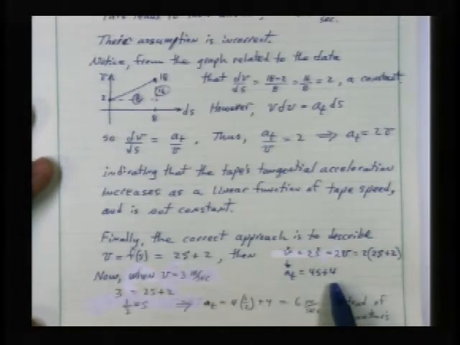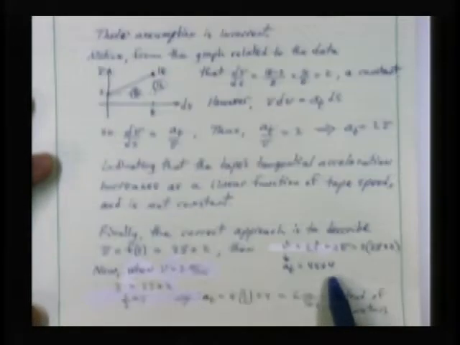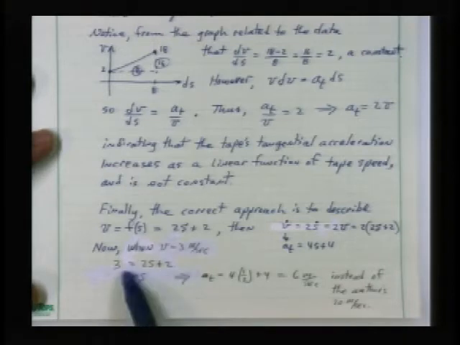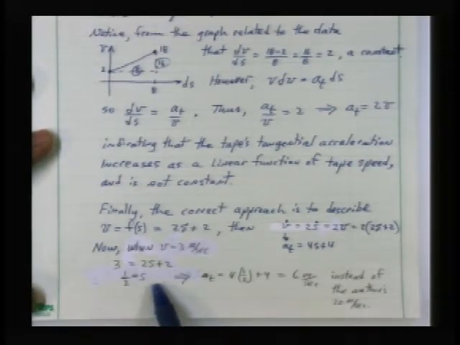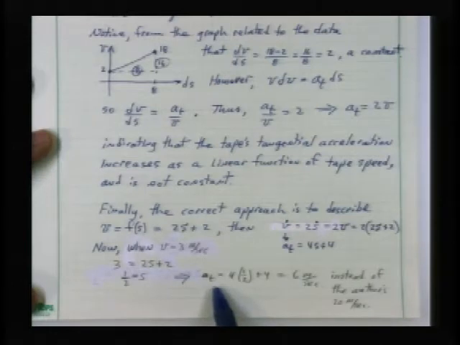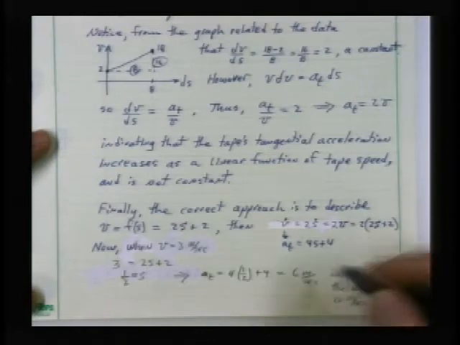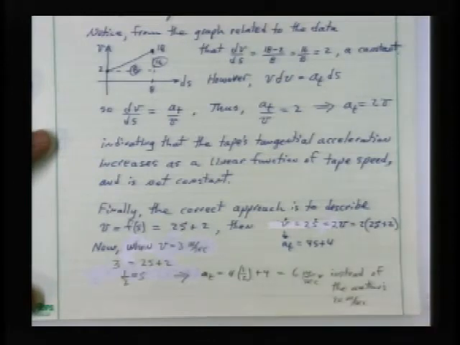Notice I'd made some mistakes, and you can see my corrections there. When the velocity is 3, we put a velocity value of 3 in. That means s position equals 1/2. We've had 1/2 meter of movement of the tape. The tangential acceleration happens to be 6 meters per second squared instead of the author's 20 meters per second squared.